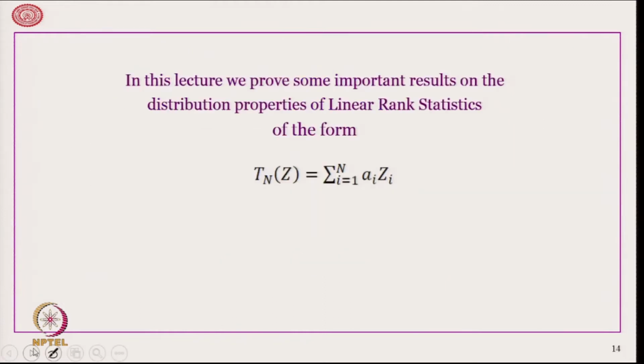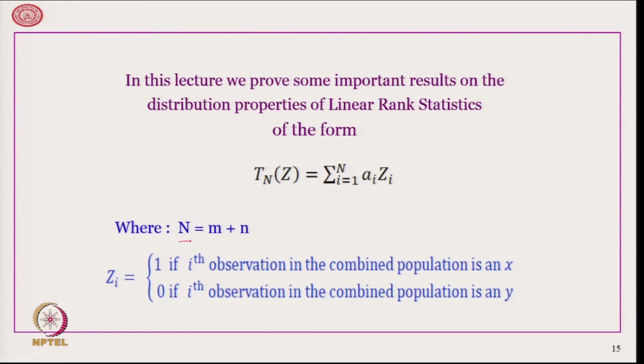In this lecture, we prove some important results on the distribution properties of the linear rank statistic of the form T_N(Z) is equal to sigma a_i Z_i, and N is equal to m plus n. As I said earlier that we will be focusing on x observations. Therefore, Z_i is equal to 1 if ith observation in the combined population is an x, and it is 0 if ith observation in the combined population is a y.